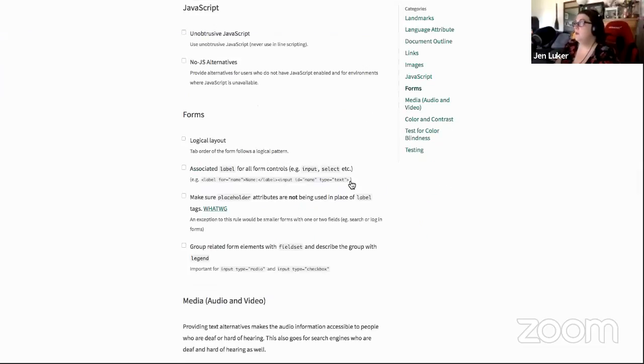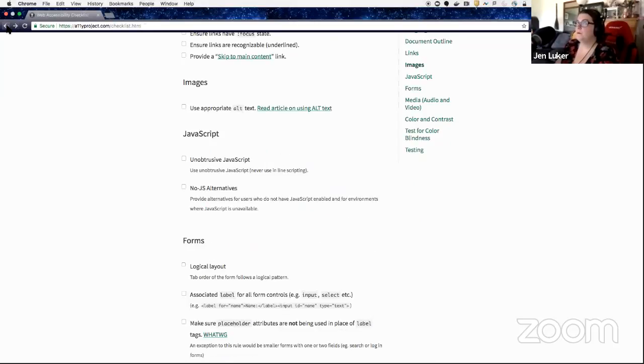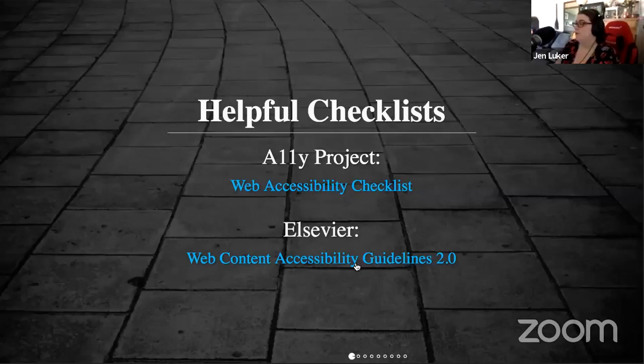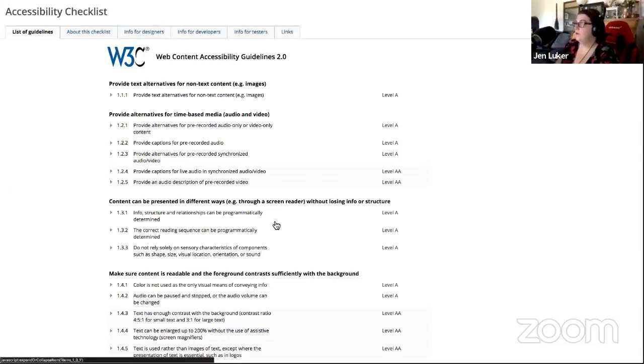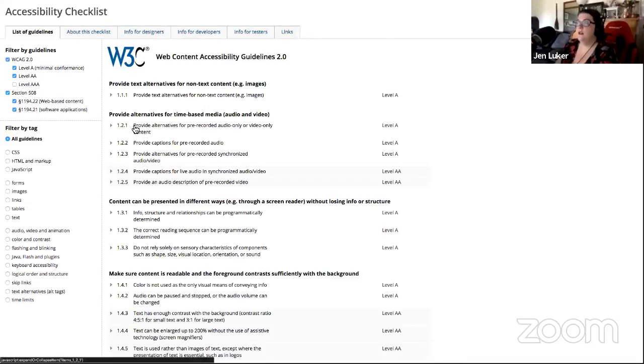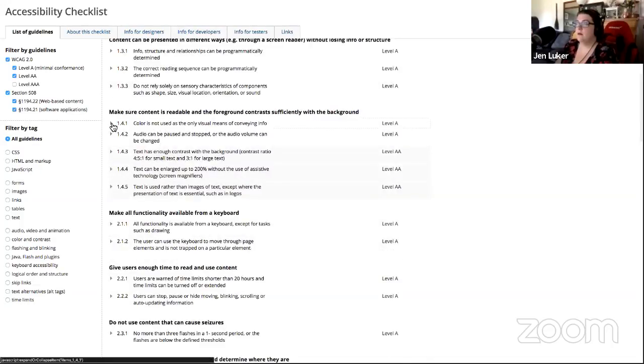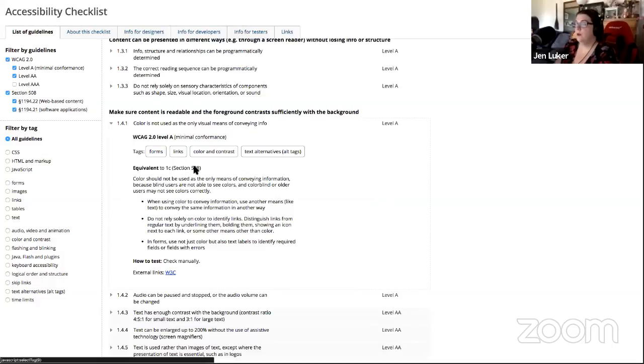You also have available another checklist which goes into a lot more detail, from Elsevier. It gives you the level of compliance and information regarding each and every item on that list. It gives you much more detail. It even has a link directly to the rule that gives you this requirement. You can also filter it down, just like you could with the other one. This is just much more comprehensive.